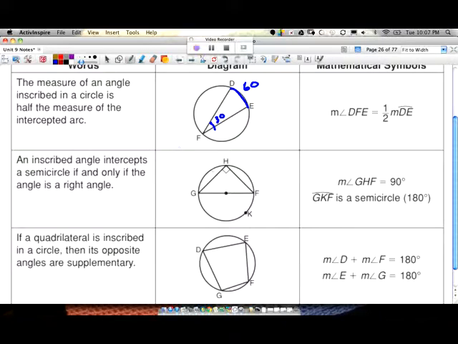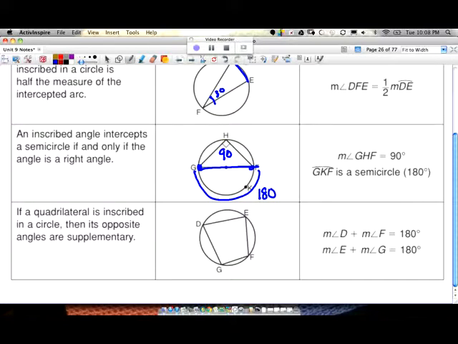Now the next one is actually just an extension of that, because it's saying, well, what if you had something that touched the diameter like this? Well, the diameter makes an arc that's 180, so the other angle is going to be half that, which is 90. Well, that's easy enough. So a semicircle is a half circle, which is 180, and half of that is 90. Cool. Alright, we got that.